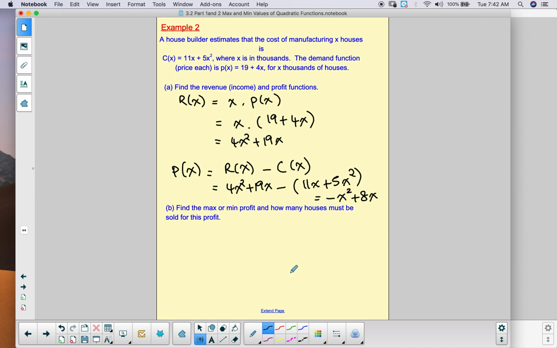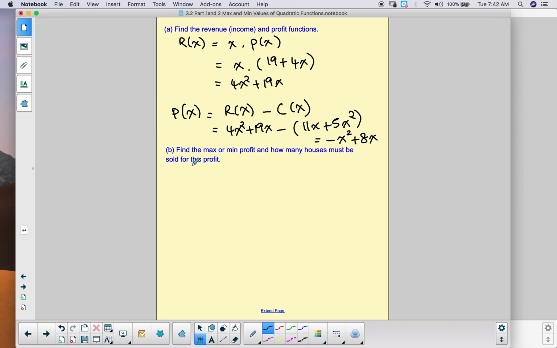Part B asks, find the maximum or minimum profit and how many houses must be sold to make this profit. So our profit function is negative x squared plus 8x. I'm going to factor it out: negative x brackets x minus 8. So I can rewrite this in the factored form as negative x minus 0 times x minus 8. The reason I write it this way is because it's now in the factored form, where the a value is negative 1, the r value is 0, and the s value is 8.